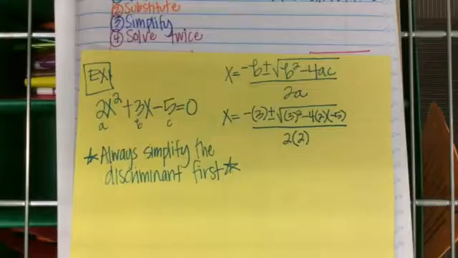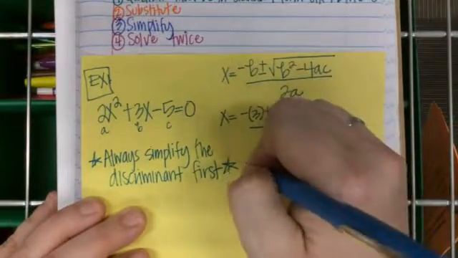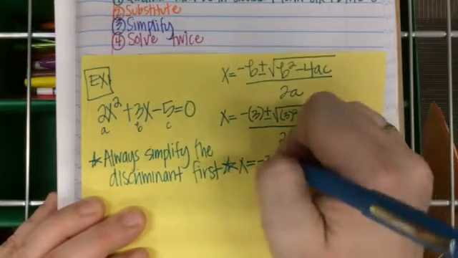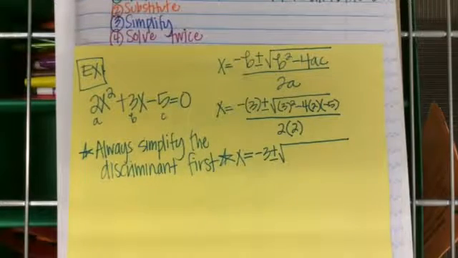So in your calculator, I'm going to write down still x equals -3 plus or minus. But what is the discriminant? Instead of saying 3 squared minus 4 times 2 times -5, type that in your calculator.